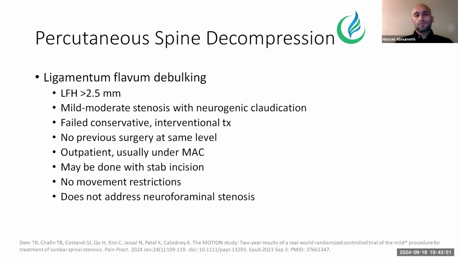So now we're going to move on to what I like to describe as mechanical interventions rather than neuromodulation. The first one we're going to talk about is a type of percutaneous spine decompression called ligamentum flavum debulking. Essentially, this is an outpatient procedure made for patients who have spinal stenosis with neurogenic claudication.